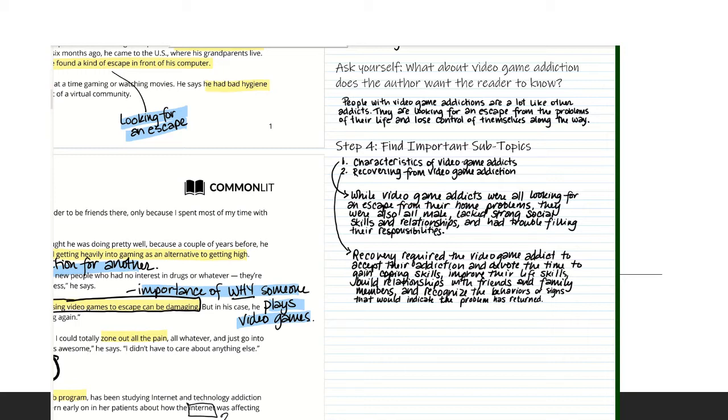And then for the recovering from video game addiction, I found that recovery required the video game addict to first accept their addiction, and then they had to devote a lot of time to gaining different coping skills, improving their life skills, building relationships with friends and family, and then recognizing if the video game addict behaviors returned, so they would be able to stop it.